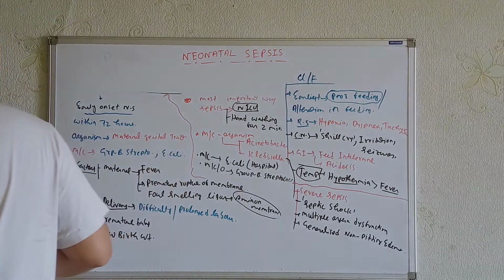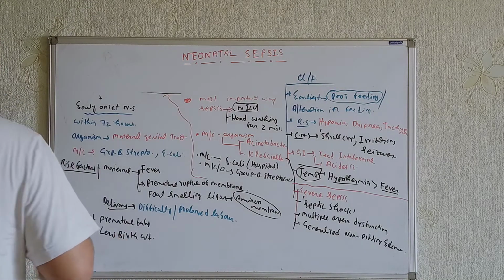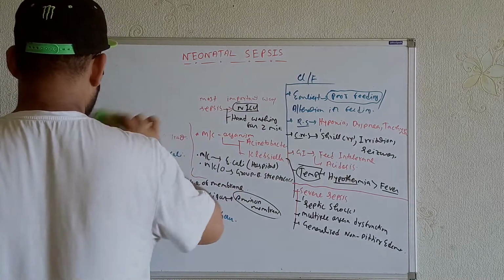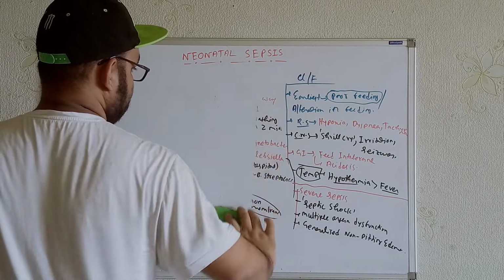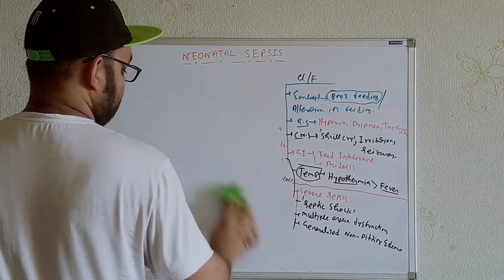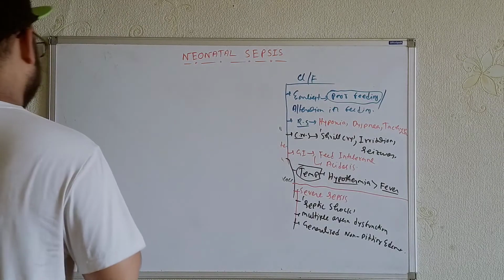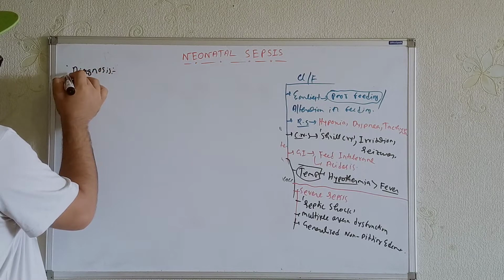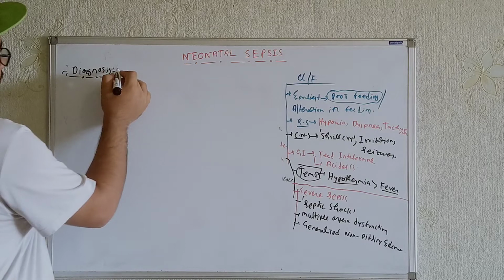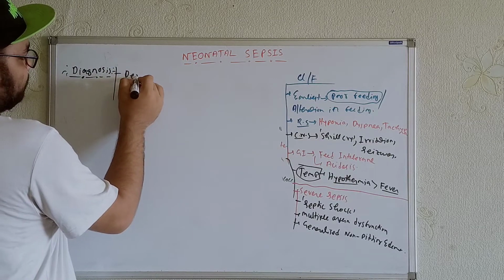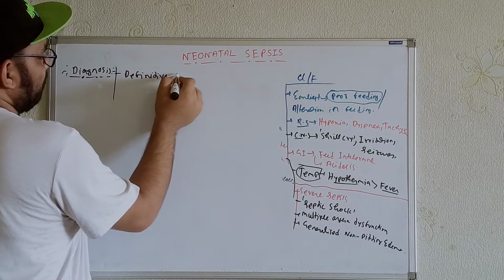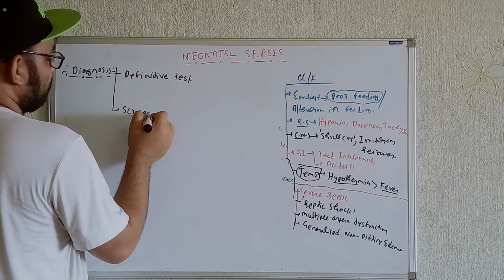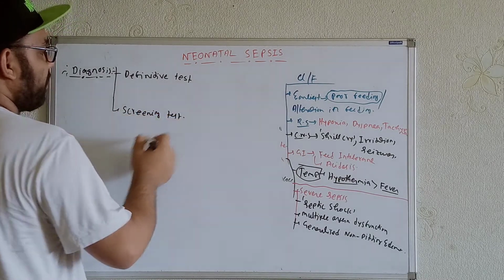Now we'll go through the diagnosis. Whatever we can do in diagnosis, we'll talk about that. So let's know about the diagnosis. We can do two types of tests in terms of the diagnosis. One is known as the definitive test, and another is known as the screening test. Okay, first let's talk about the definitive test.